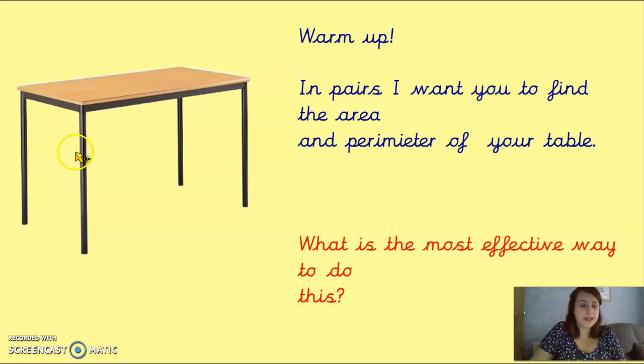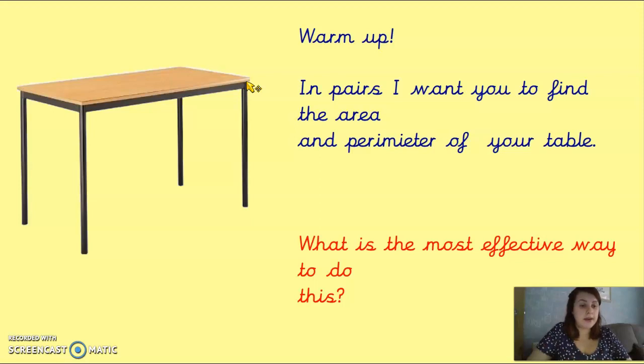Your area, you're going to times the length by the width and times them together with a squared on the end. So I want you to get your ruler, get your tape measure, whatever you've got at home, measure your table and then write down the area and the perimeter of your table. Now, obviously, everybody's table is going to be different, but this is more about getting into using those skills. So pause the video, measure your table, and then come back when you are ready.